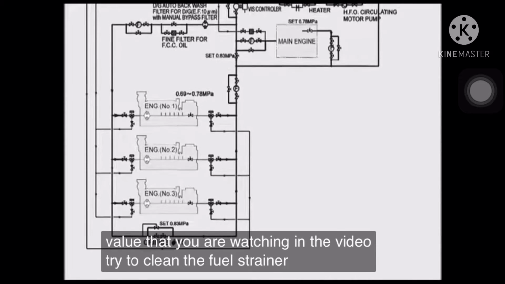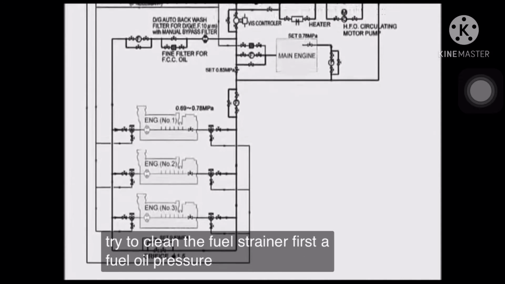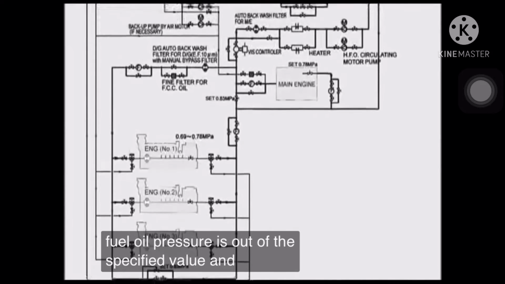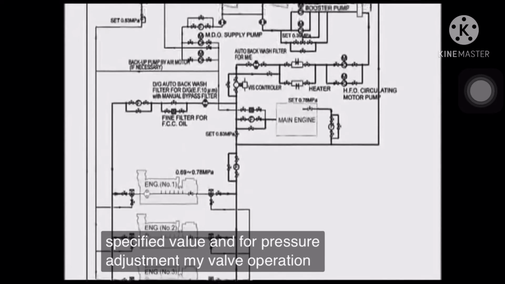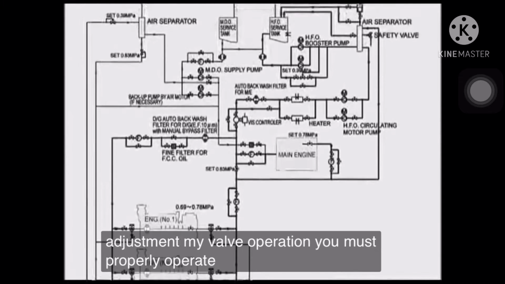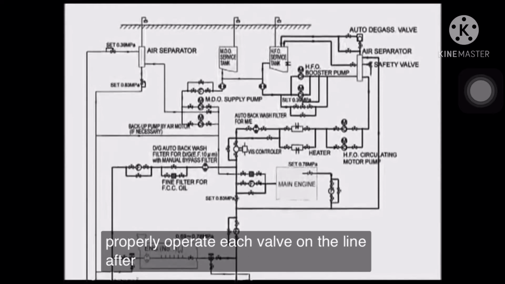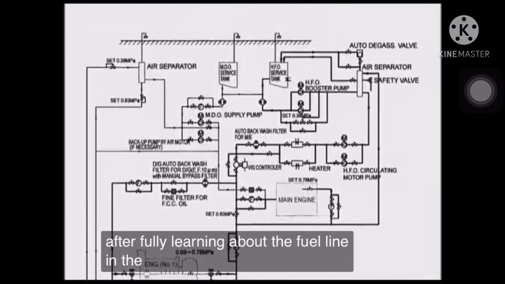Try to clean the fuel strainer first if fuel oil pressure is out of the specified value. And for pressure adjustment by valve operation, you must properly operate each valve on the line after fully learning about the fuel line in the vessel.